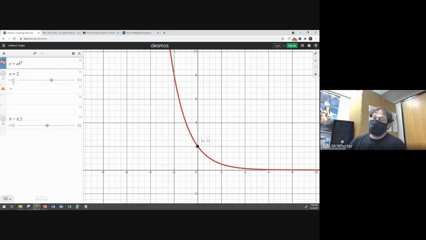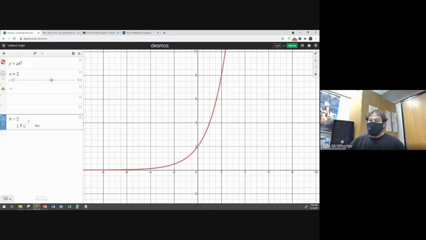Because as x gets big, you keep multiplying by 1/2 over and over again, so your value keeps getting smaller and smaller and smaller. If b is bigger, now each time we're multiplying by 2, so it doubles every time. So that's why it gets really, really, really big.